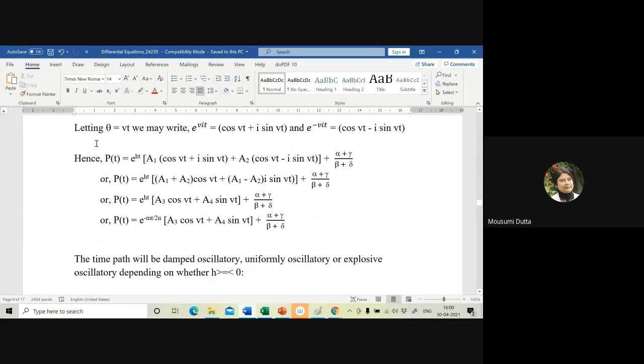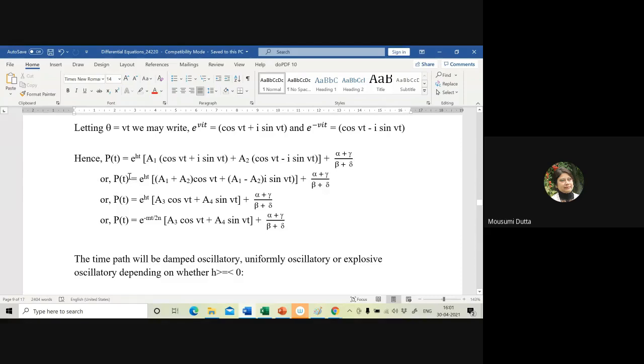in our expression, theta is equal to Vt. Everybody, in our expression, theta is equal to Vt. Is it right or wrong? Yes, ma'am. Okay. So e to the power iVt can be written as cos Vt plus i sin Vt, and e to the power minus iVt can be written as cos Vt minus i sin Vt.